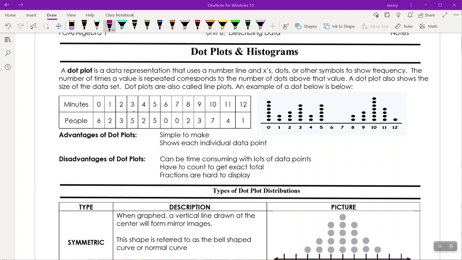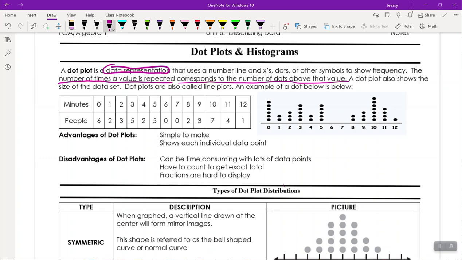All right, so dot plots are going to represent your data using X's or dots and whatever other ingenious symbol anybody wants to come up with. So you can literally use whichever symbol you want, okay? Bunch of hearts, go for it. The quantity of the dots tells you the frequency. So the number of times a value is repeated corresponds to the number of dots above that value.